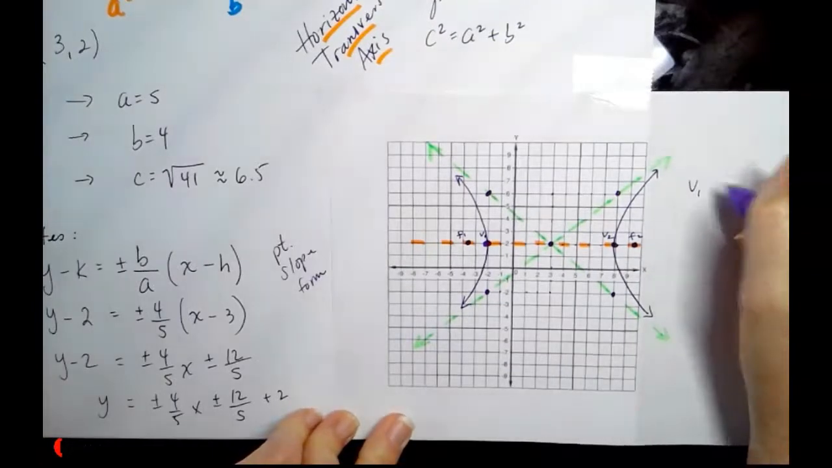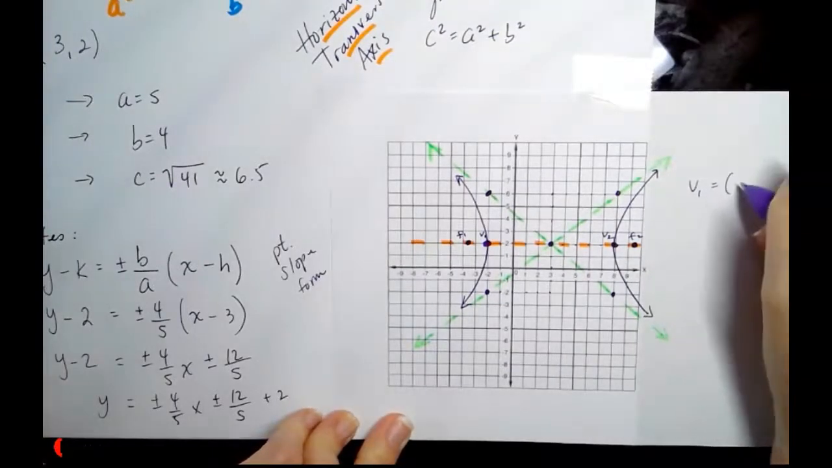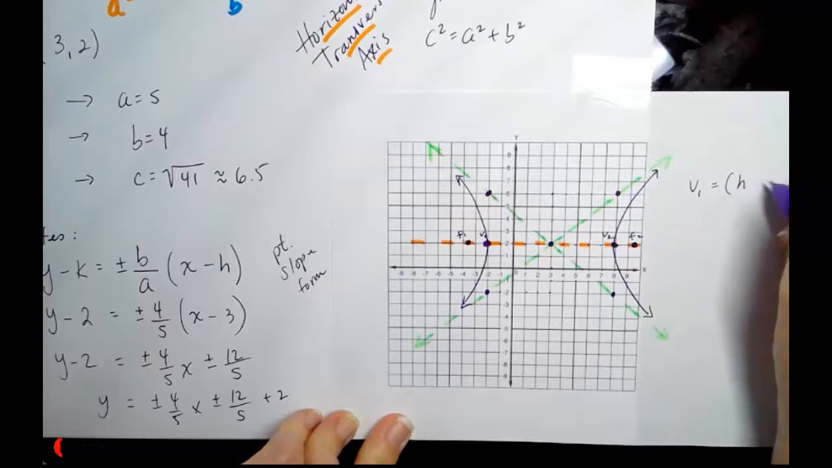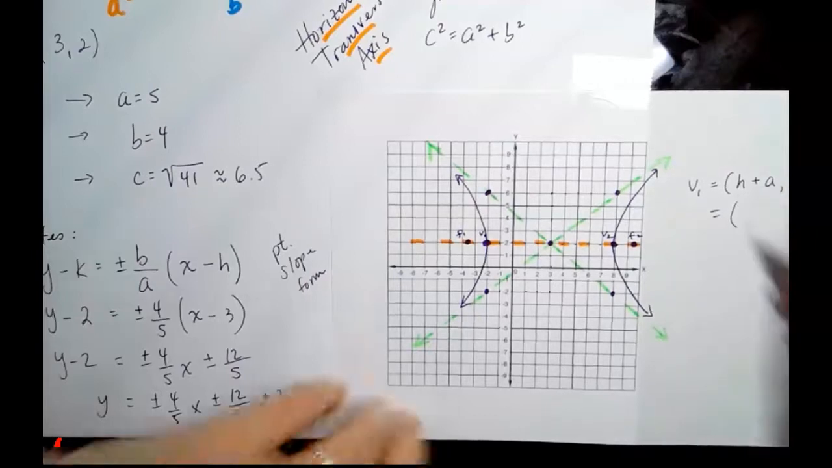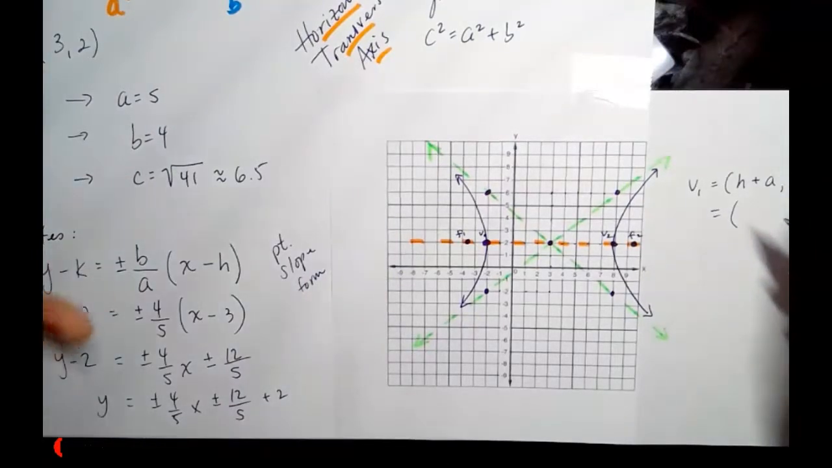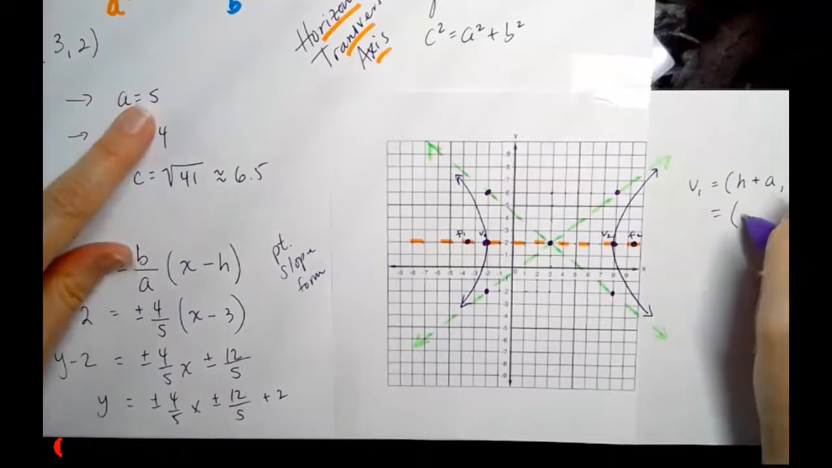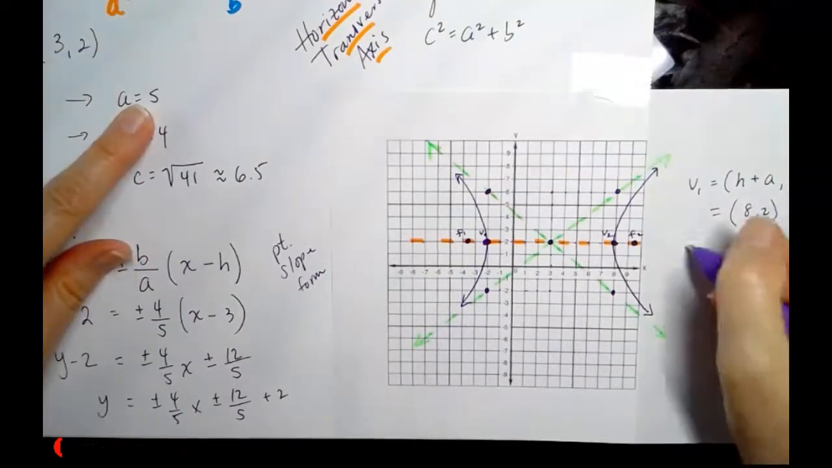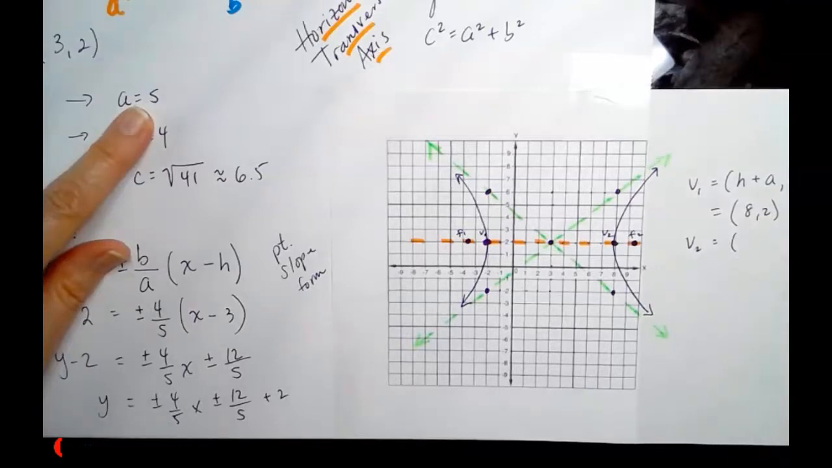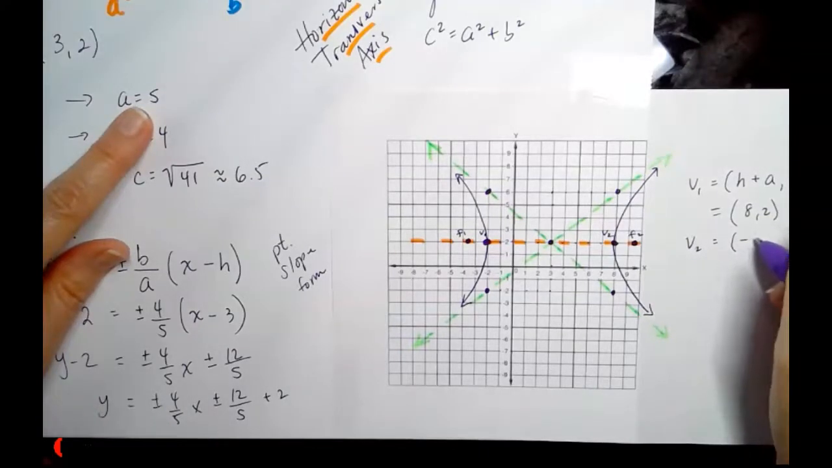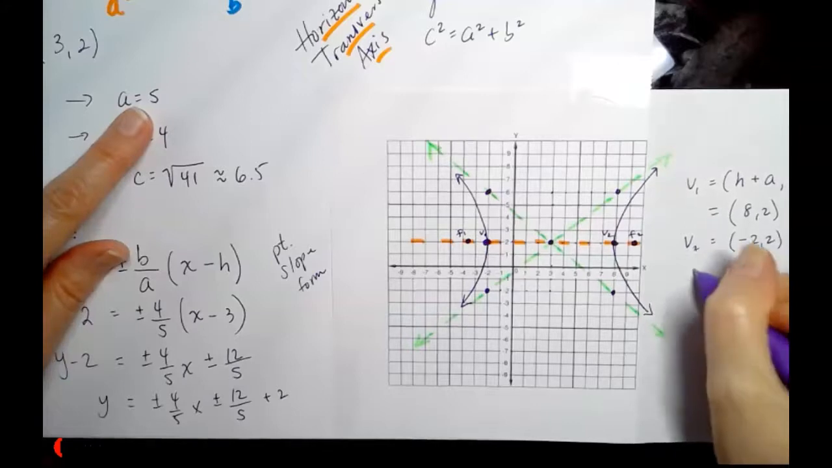So vertex number 1 is going to be H plus A, K. So that's in general terms there. So vertex number 1 is going to be 3 plus 5, so that's 8, 2. And then vertex number 2 is going to be 3 minus 5, so that's negative 2, 2.